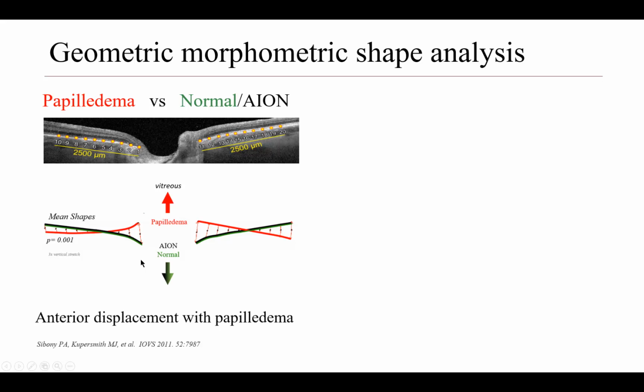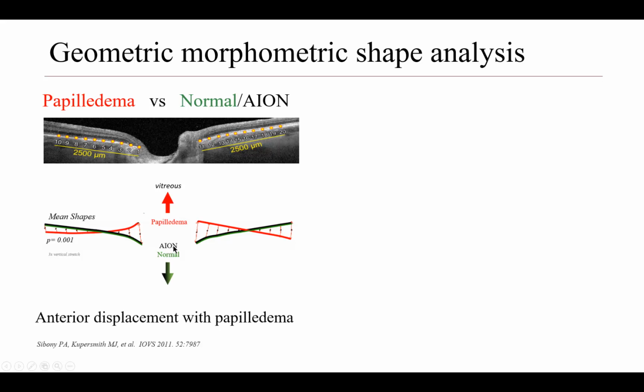About 7 years ago, we looked at this in a quantitative way using a morphometric shape analysis technique. I don't have the time to go into it. Let me just summarize it very briefly by noting that if you look at a group of patients with papilledema, compare them to normals and ischemic optic neuropathy, the patients with papilledema had a shape that was anteriorly displaced towards the vitreous compared to the other two groups, and the difference was statistically significant to a very high degree.